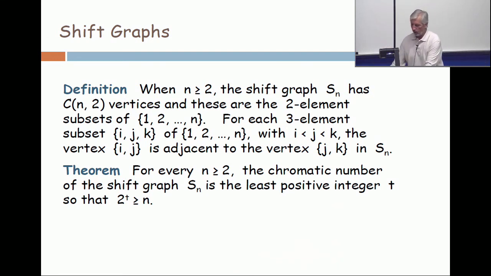Okay, now let's explain this formula for the chromatic number. Keep it in mind, we want to show that the chromatic number is the least t so that 2 to the t is greater than or equal to n. All right, how are we going to do this?